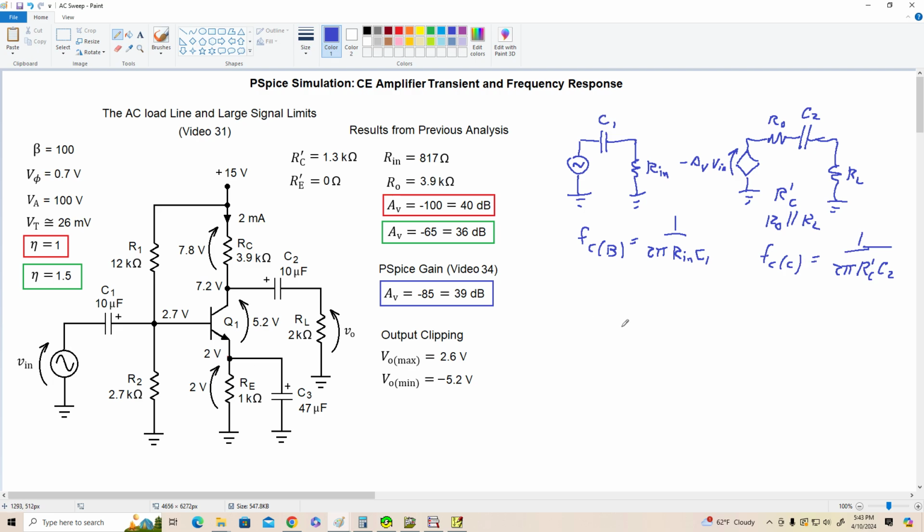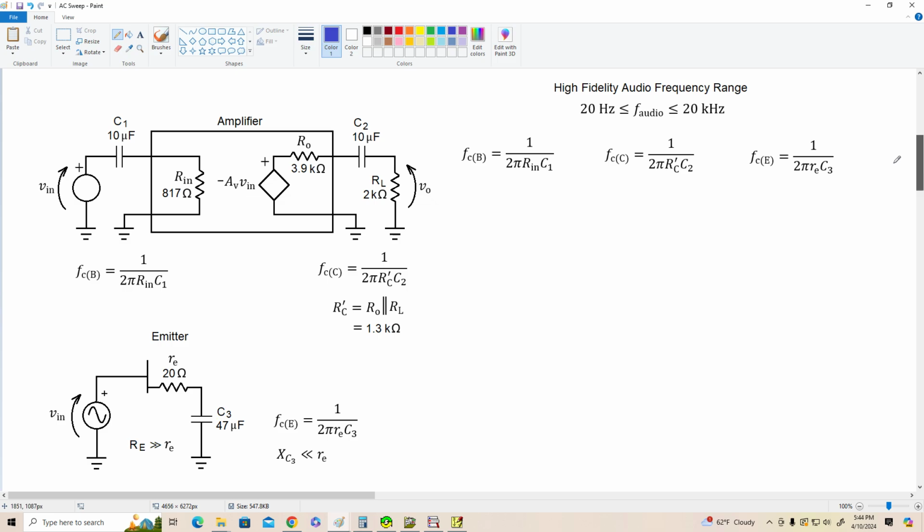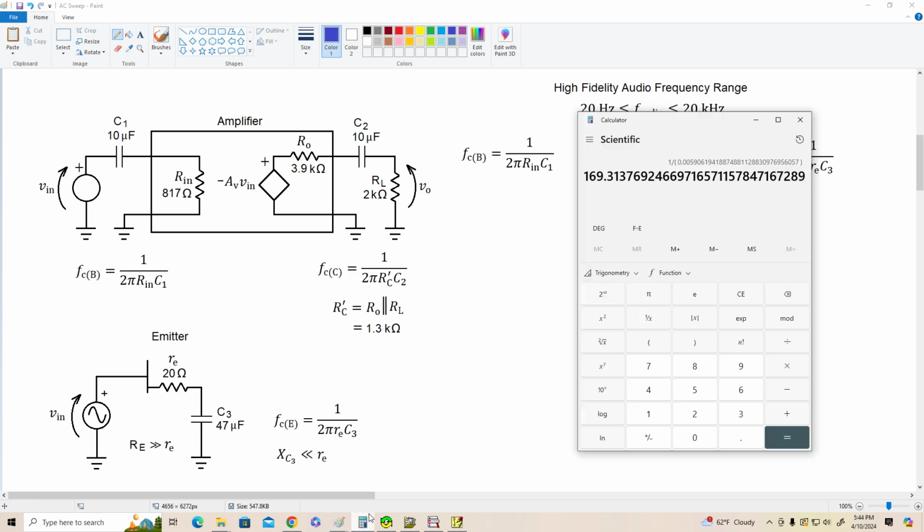Now, finally, when we look at the emitter, what we're concerned about is little re, the dynamic emitter resistance, and C3. In particular, we want to ensure that XC is small compared to little re, so that we've got good voltage gain at these low frequencies. Now, let's collect all this information up, and on the next page I've got the amplifier redrawn with all of its resistances and capacitances, and let's calculate these values.